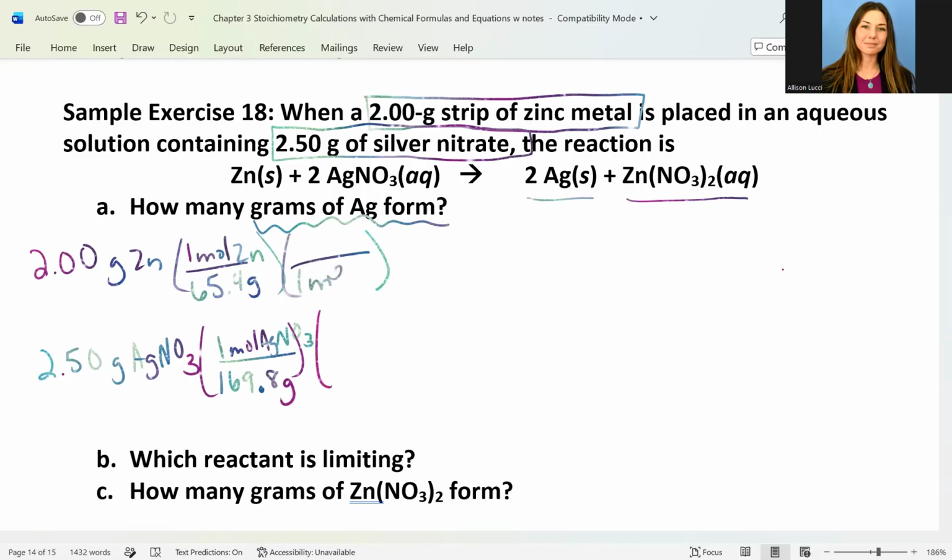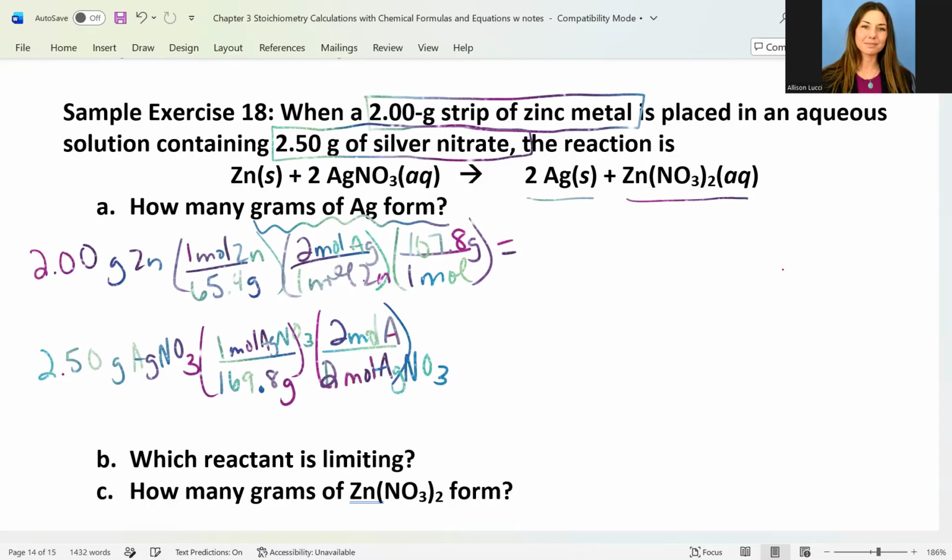So now we convert to moles, and then using the balanced equation above, we can see that for every 1 mole of zinc, we can produce 2 moles of silver. And then we just multiply here by the molar mass of silver to get to our mass in grams. So I looked that up, 107.8 on the periodic table. And let me finish this conversion factor here. So again, for every 2 moles now from the balanced equation of silver nitrate, I can make 2 moles of silver.